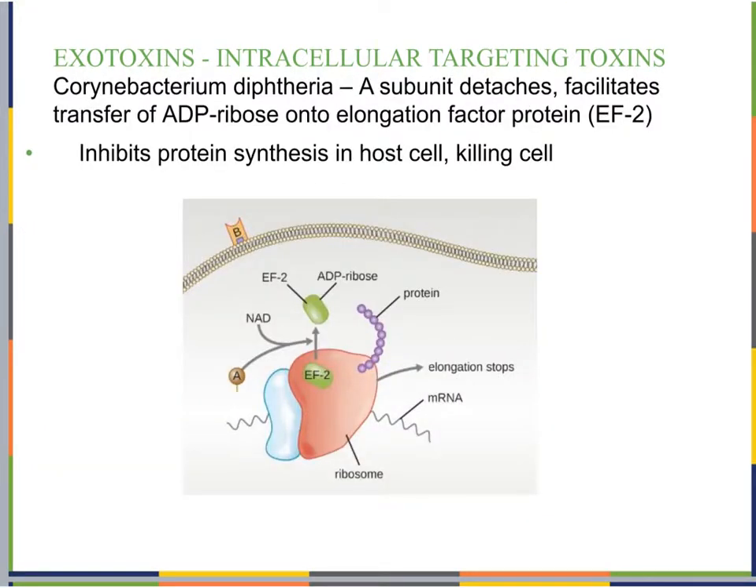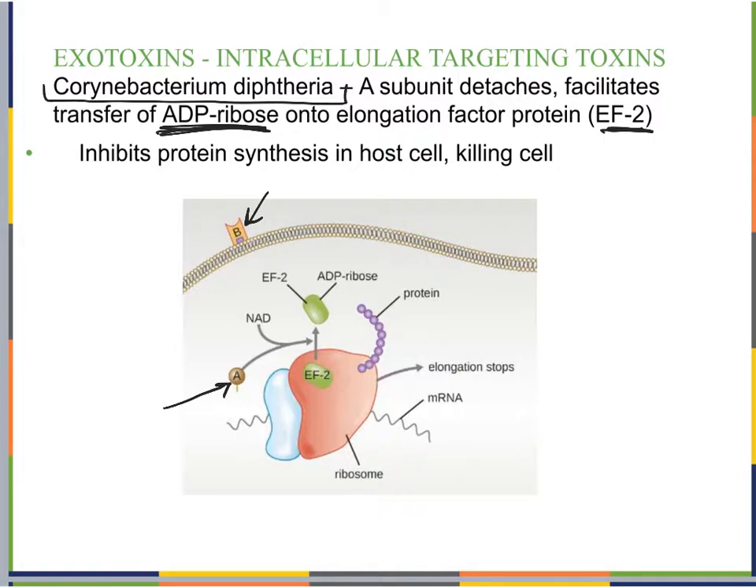So we're going to look at an example of an AB exotoxin here with the one that Corynebacterium diphtheriae is able to make. In this case, you can see our B subunit has already attached to the receptor and has been brought into the cell, and our A subunit here is already detached. So it's detached, and then what it's going to do is facilitate the transfer of this ADP-ribose onto the elongation factor protein, EF2.